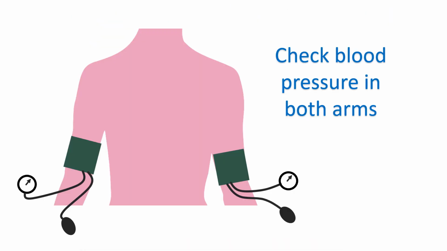Narrowing of subclavian artery can be suspected when there is a difference in the blood pressure between the two arms. If there is a difference of more than 10 millimeters of mercury between the two arms, an angiogram of the subclavian artery can be done along with coronary angiography.